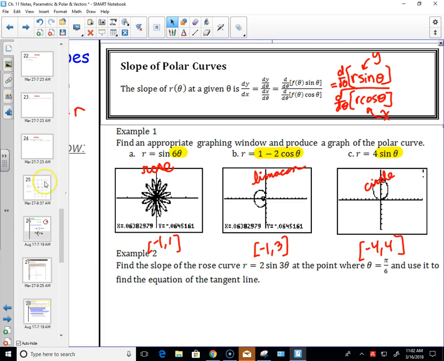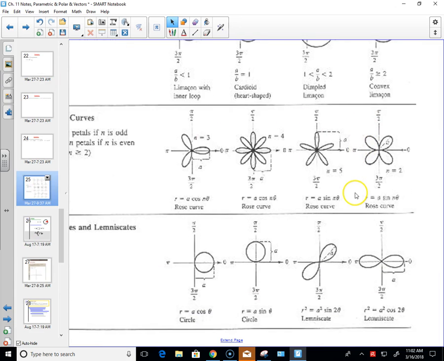Where are my pictures? Oh, there they are. Okay, look at the roses based on sine. Look at the roses based on cosine. What do you notice? If it has sine, what kind of symmetry does it have? It might not touch the x-axis, but it has y-axis. It's not called y-axis anymore. Pi over 2 symmetry. Theta equals pi over 2.